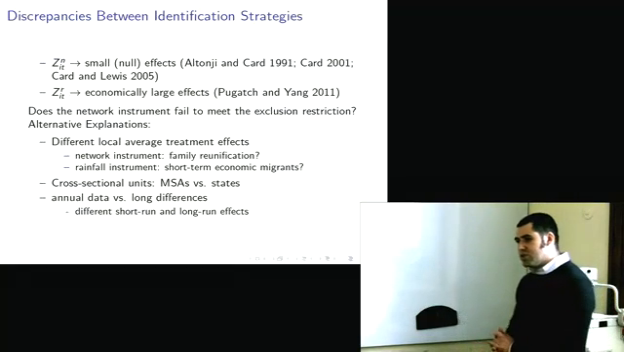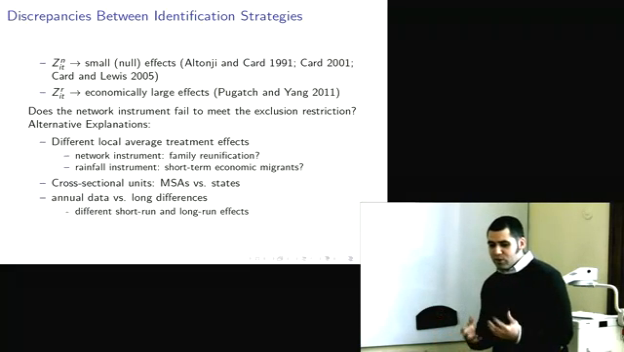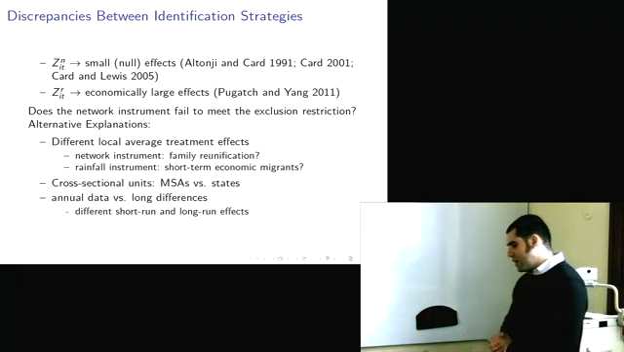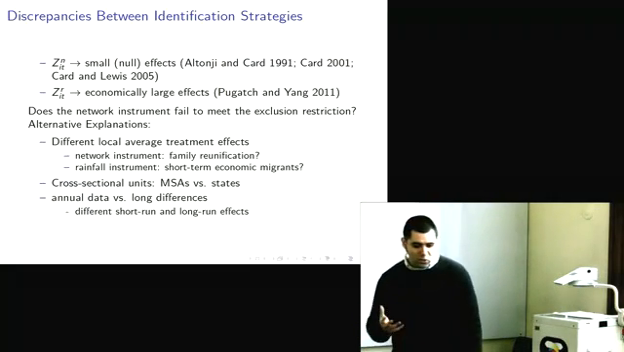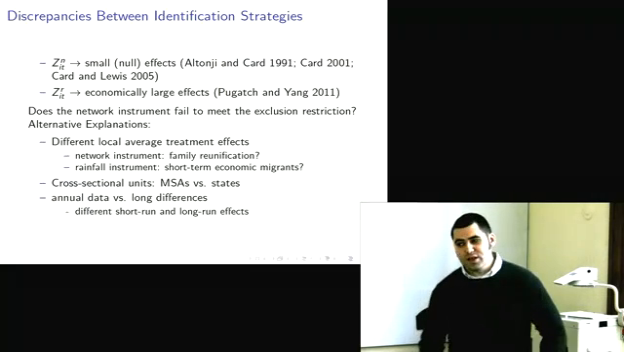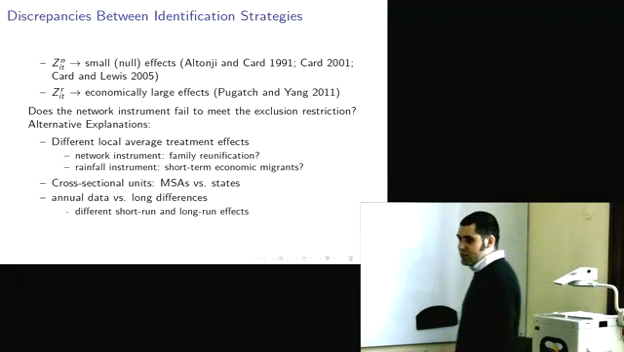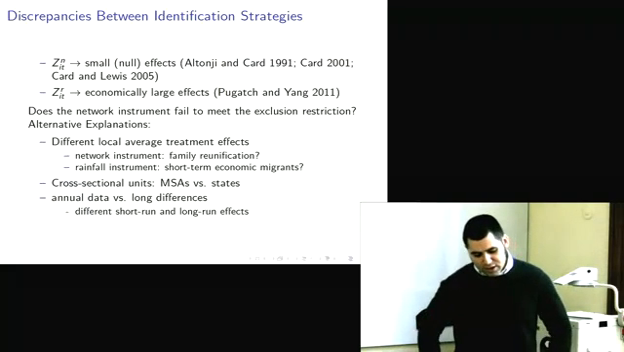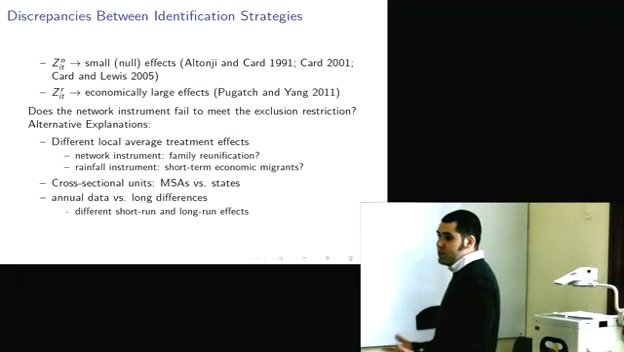As we've mentioned, there are discrepancies between the two instrumental variables approaches in this literature. The network instrument tends to find small effects. The rainfall instrument finds large effects. Pugac and Yang, the authors of the rainfall paper, make the case in their conclusion that there is persistence in these wage shocks that draw migrants to US cities, and therefore the network instrument is giving an answer that's too small. The rainfall instrument is more plausibly exogenous. We get an estimate closer to those associated with George Borjas, and that is maybe the answer.